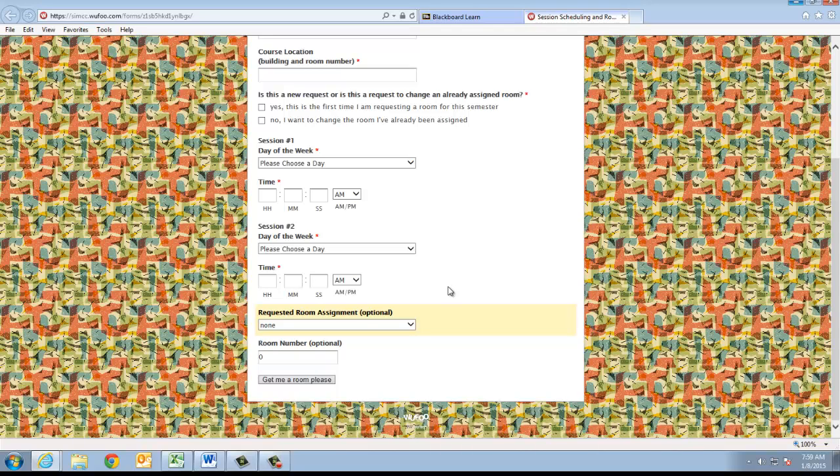And if you've noticed that a room is empty during the time that you want to hold your session, you may put in a room number, but that is optional. Once you click Get Me a Room, we will do our best to get you a room as soon as possible. But please allow about 48 hours for us to get back to you.